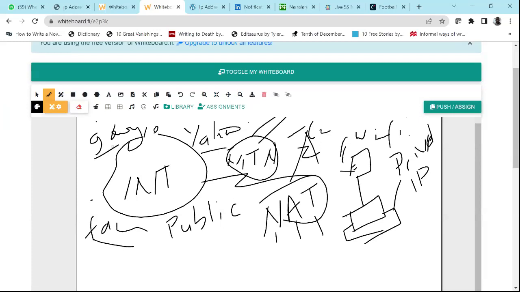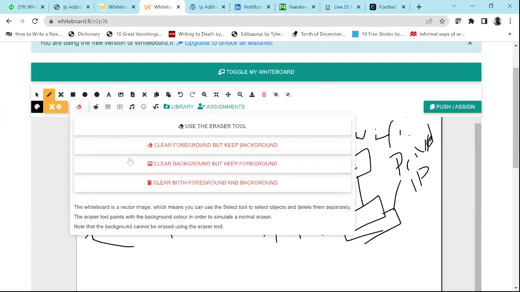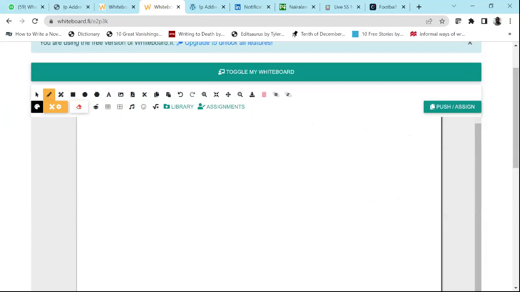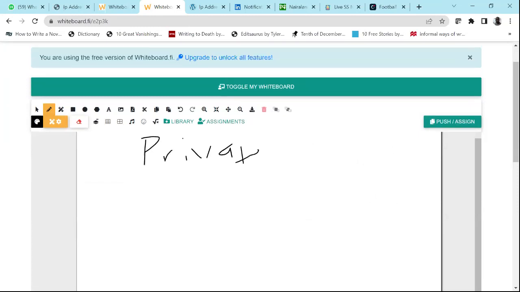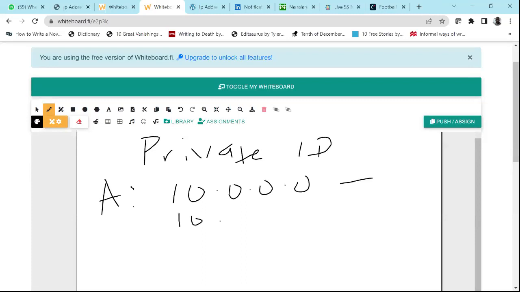So that's the difference between private and public IPs, and the ranges are, so for private IP, the ranges are for class A network, the range is from 10.0.0.0 to 10.255.255.255. This is the range for private IP for class A network. Anything outside of this is a public IP.